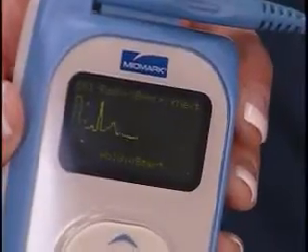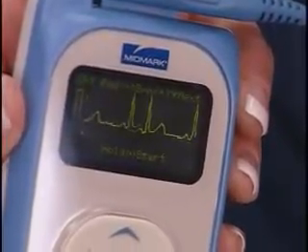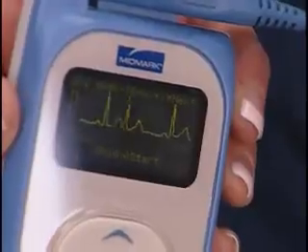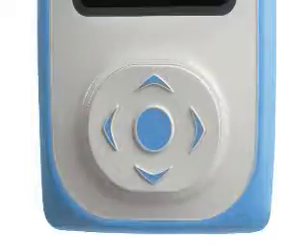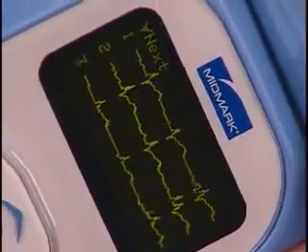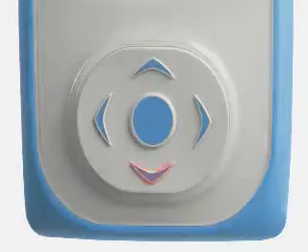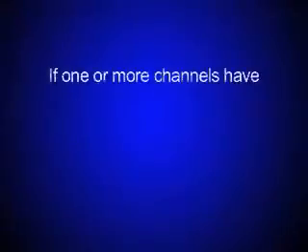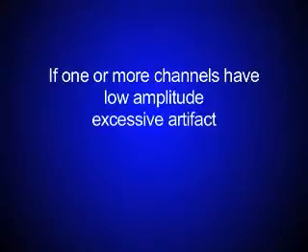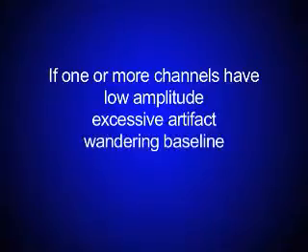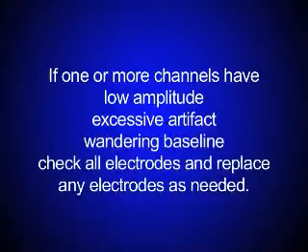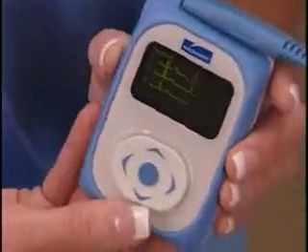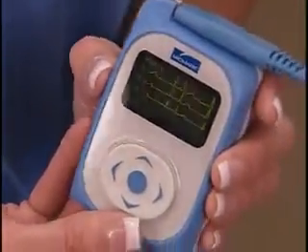It is important to verify that you have a good signal coming from the electrodes to the recorder before your patient leaves the office. To check the EKG signal, press the center button and the 3 channels will be displayed on the screen. Press the down arrow to rotate through the individual channels. If one or more channels have low amplitude, excessive artifact, or a wandering baseline, check all electrodes and replace any electrodes as needed. The recorder will automatically start recording in approximately 8 minutes.